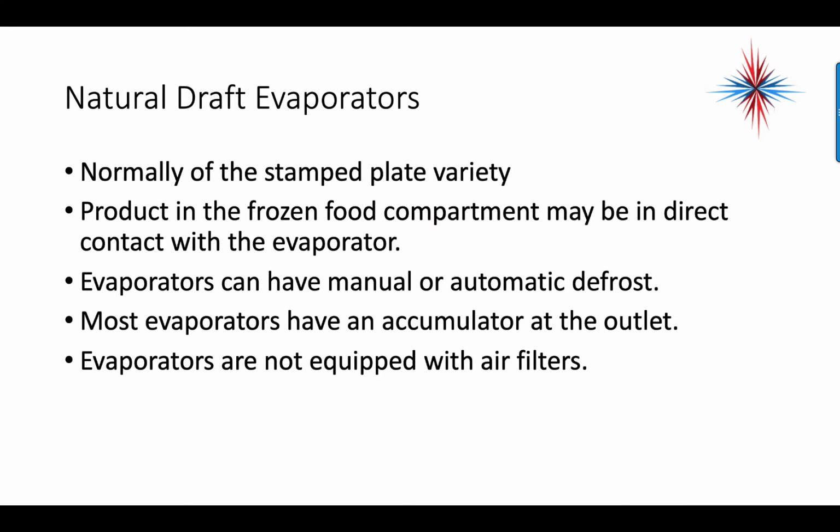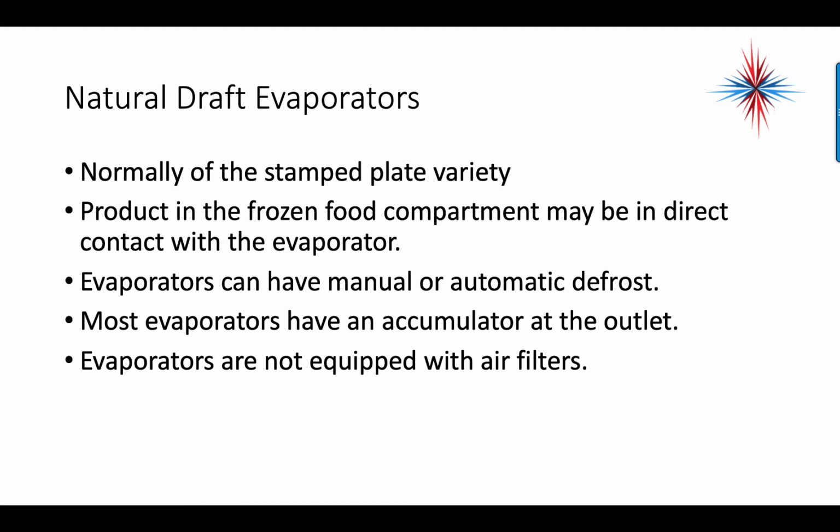So one of the earlier types of evaporators is the natural draft evaporator. It's normally of the stamped plate variety. In other words, it's stamped, and then there's two plates that are put together to create the channels that refrigerant flows in. Product in the frozen food compartment could be in direct contact with the evaporator.